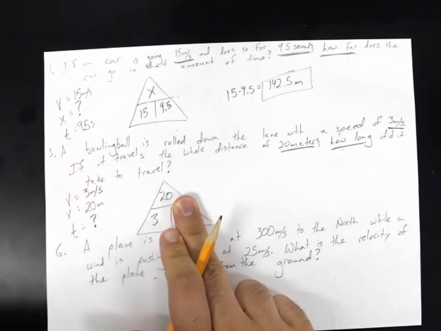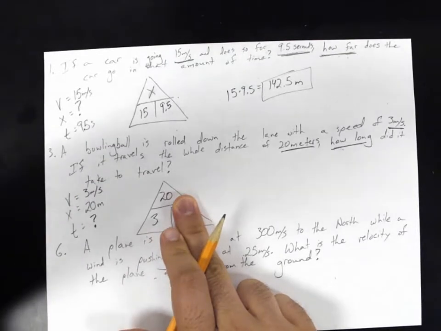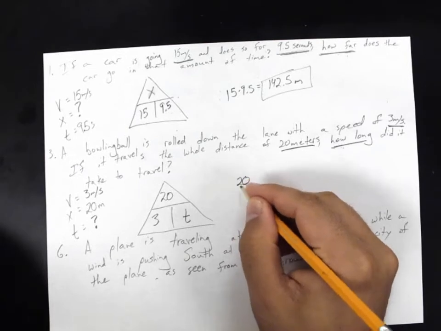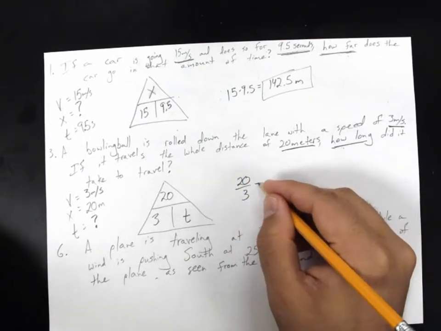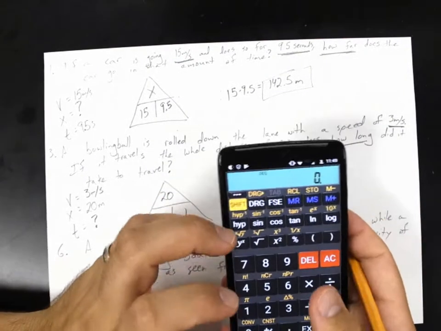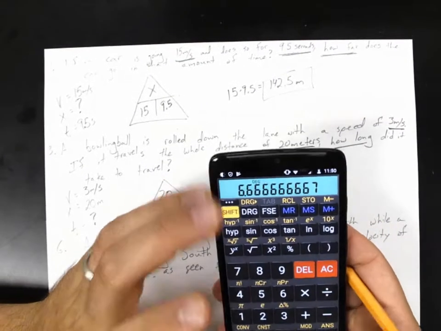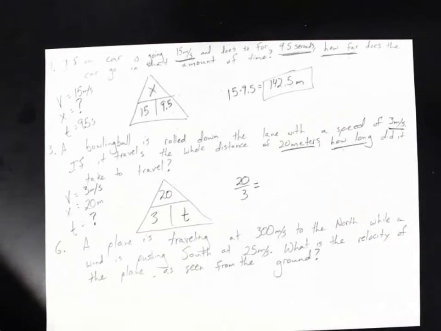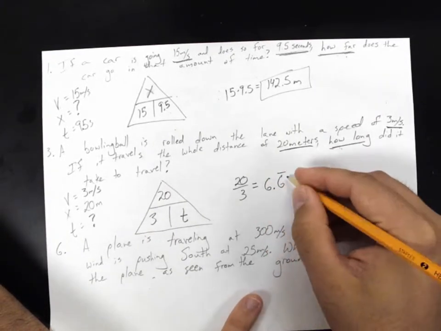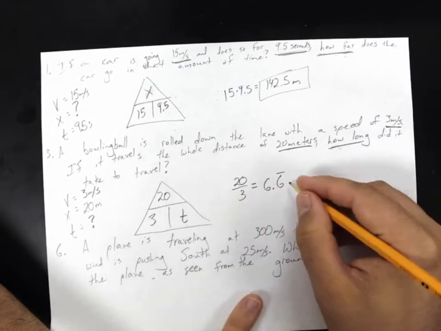20 divided by 3. Is my arm getting in the way of the light? Anyway, 20 divided by 3. Looks like our math problem here. 20 divided by 3 equals some time. Okay, so we do that on our little calculator here. 20 over 3, it's going to be a repeating decimal. Oh my gosh, it's the devil! And that is 6.6 repeating. And we're doing time, so that is in seconds.